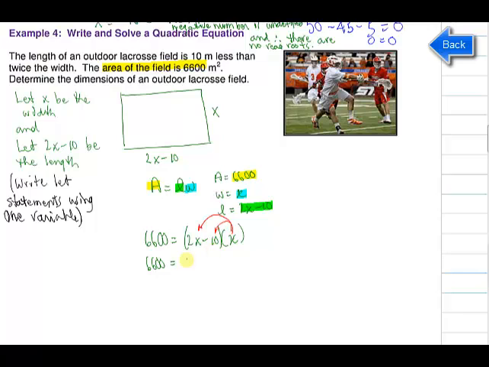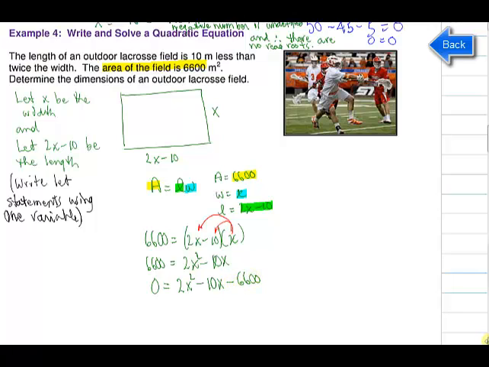And I want to write this, oh yeah, okay, just distribute. So 2x squared minus 10x. Now I need my equation to be in the form of ax squared plus bx plus c equals 0. In other words, this has to equal 0. So I need to move my 6,600 over to the right. I'm going to put 0 here, and when I move my 6,600 to the right, it becomes negative.